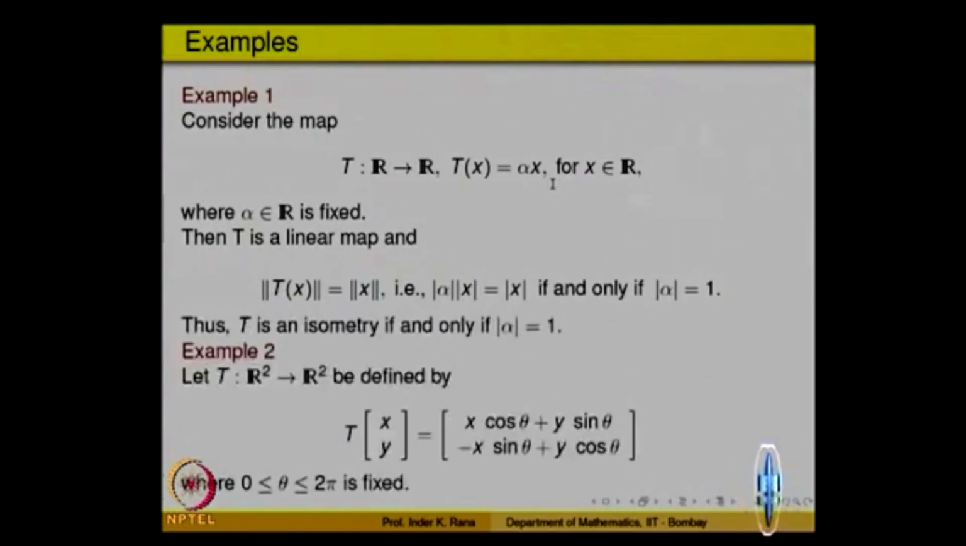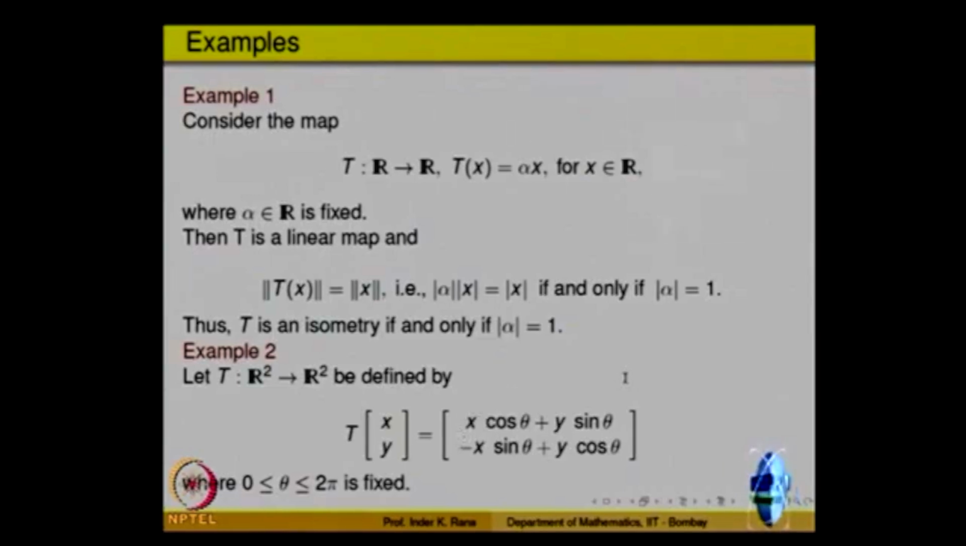Let us look at another one in the plane, R2 to R2. So T of (x, y) is (x cos theta plus y sin theta, minus x sin theta plus y cos theta). Do you recognize this? We had looked at this example when we looked at matrix multiplication as a linear transformation. So it is matrix multiplication by the matrix with rows cos theta, sin theta and minus sin theta, cos theta.